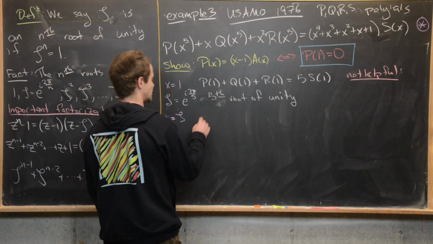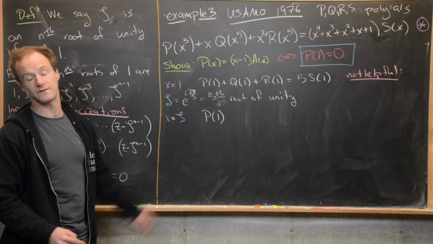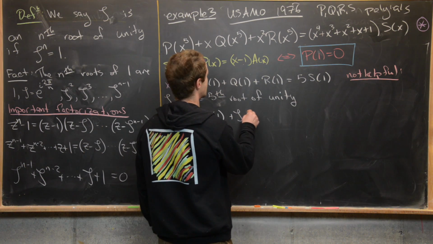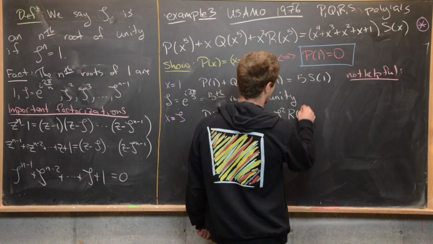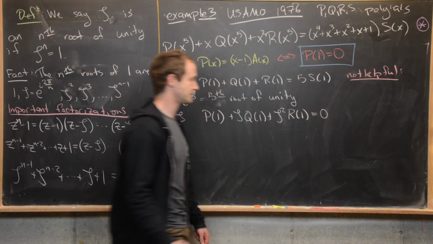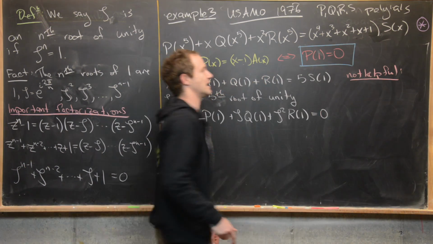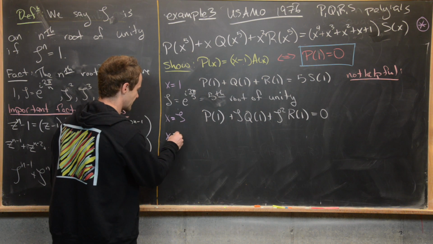Okay, so let's go ahead and look at the case when x is equal to zeta. So this equation is going to turn into p evaluated at 1 because zeta to the fifth is 1, given that it's a fifth root of unity, plus zeta q of 1 plus zeta squared r of 1 equals 0. We know it equals 0 because, again, when we plug that into this thing right here, we get 0 by our earlier discussion.